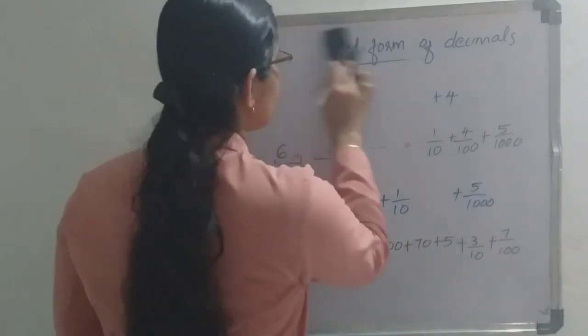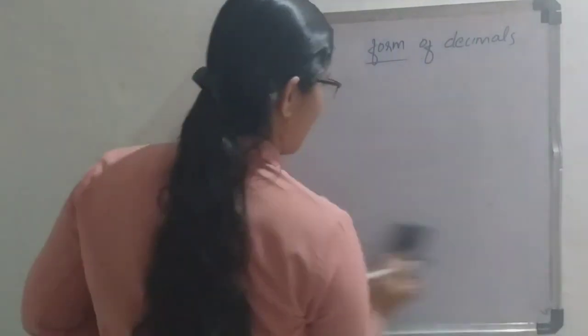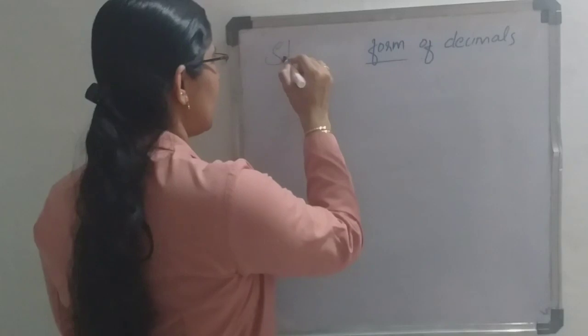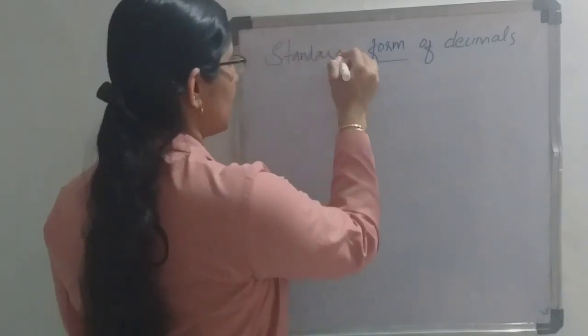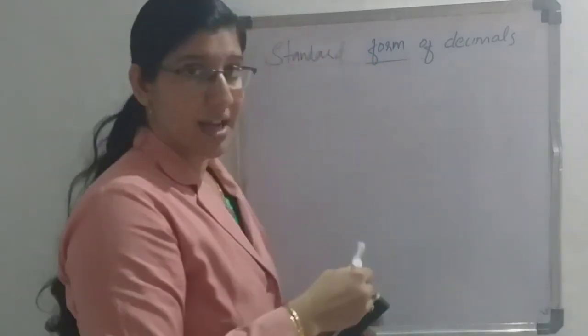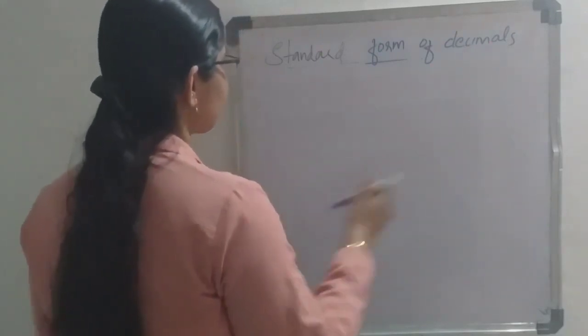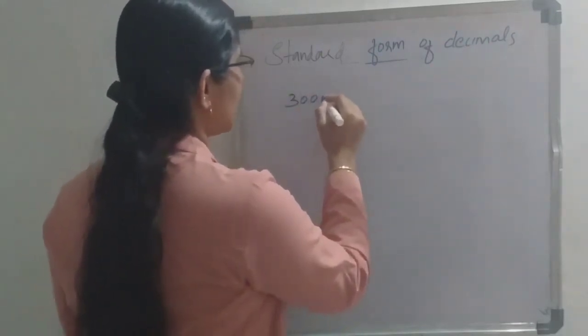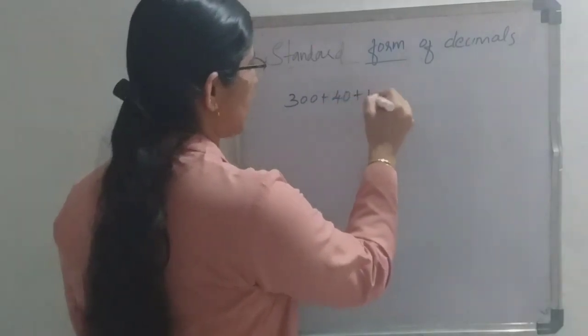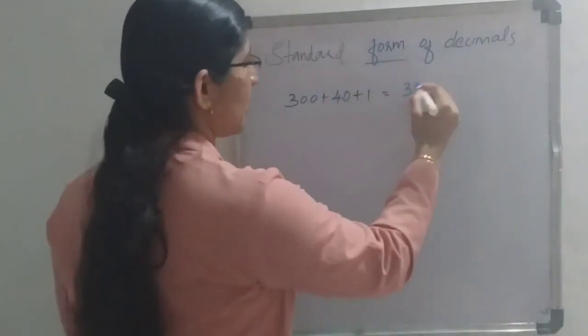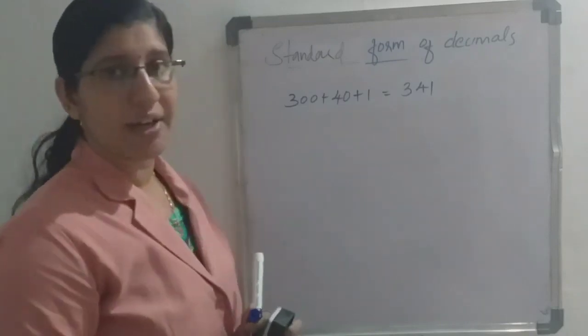Next one is standard form of the decimal. We already studied the standard form of the normal numbers in last classes, isn't it? So listen. For example, if it is 300 plus 40 plus 1, how will you write the standard form? 341. We will write it 341.